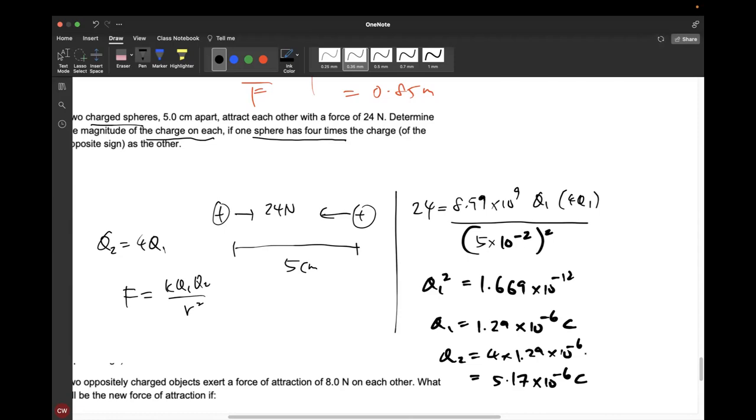Can you get the same answer? Yes or no? Ziyuan? Okay or not? Yeah, okay. Yeah.